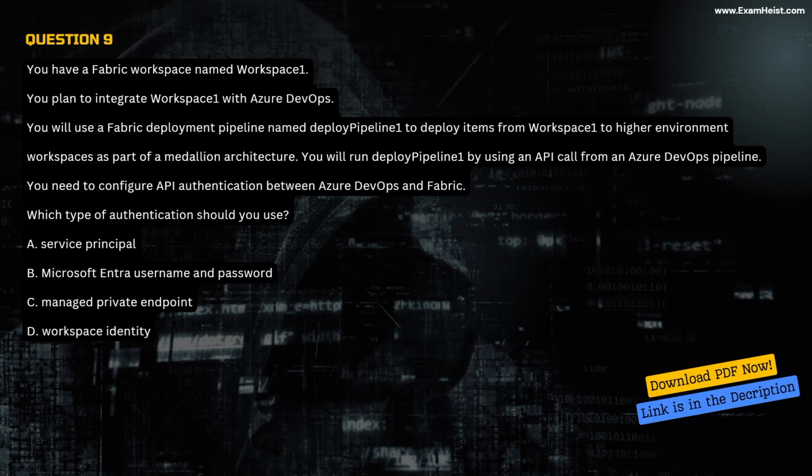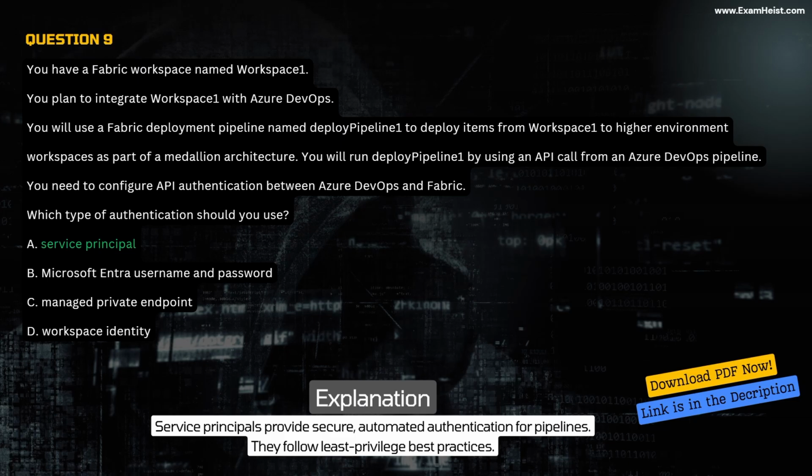A. Service principal. B. Microsoft Entra username and password. C. Managed private endpoint. D. Workspace identity. Correct answer A. Service principal. Explanation. Service principals provide secure, automated authentication for pipelines. They follow least privilege best practices.